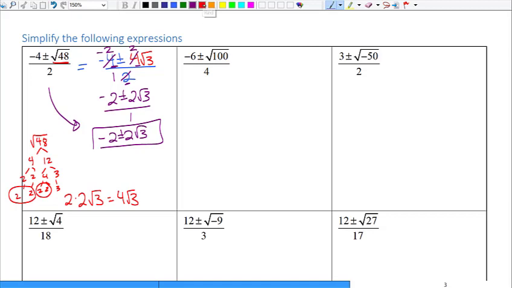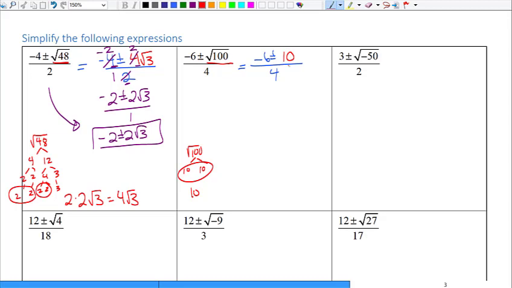The next problem has root 100. So let's focus on root 100 here for just a moment. What is the square root of 100? Well, that's plain 10. And if you forgot that, you could just do 10 times 10 and then still take it out, and then it's just 10, okay? So what stays the same? We have negative 6 plus or minus the square root of 100, which we now know is plain 10.